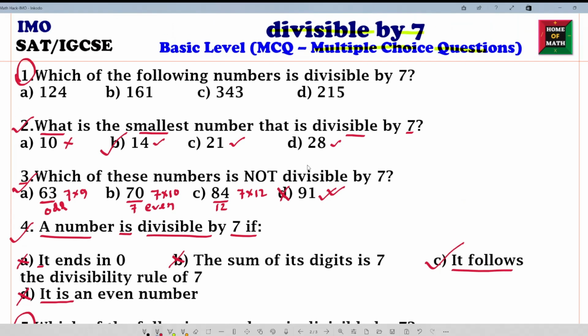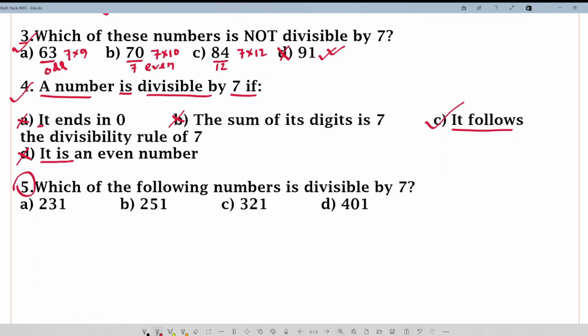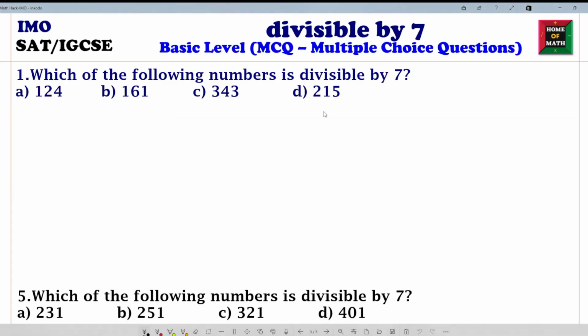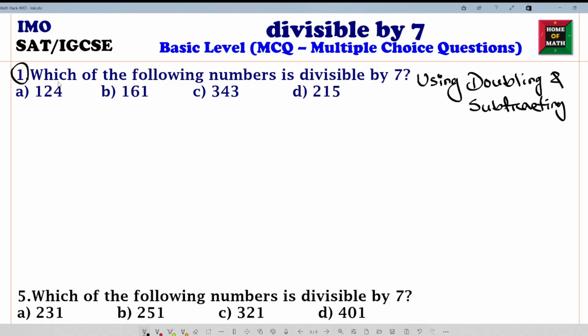Now we will start number 1 and number 5. Let's start. Which number is divisible by 7? We are trying to follow a rule which uses the doubling and subtracting trick. Doubling and subtracting.